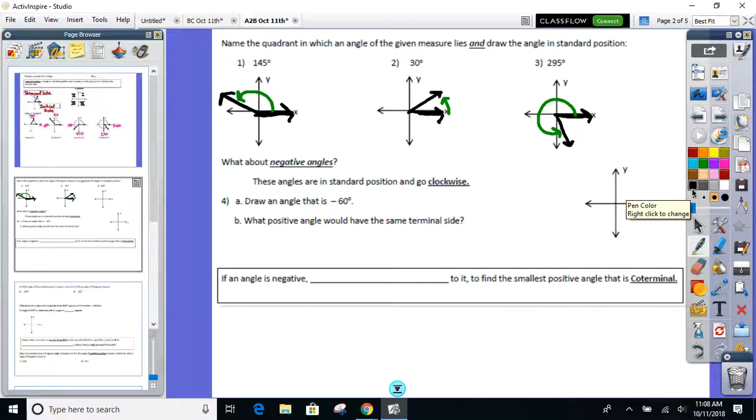Everyone all right with a positive angle? Identifying the quadrant, draw it correctly. Anything right now? Can you have negative angles? Darn right you can. The only thing I'm going to do with negative angles is not go counterclockwise. I'm going to go clockwise.